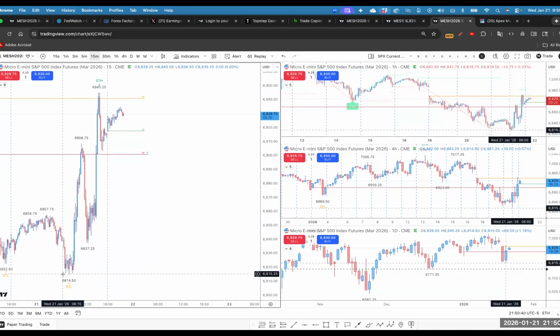So after I establish that, my next thought is to find my PD arrays. That's my fair value gap. That's my order block. That is my inverted fair value gap. That is my opening price, opening day gap. There's a lot of those things to consider. A lot of PD arrays, right?